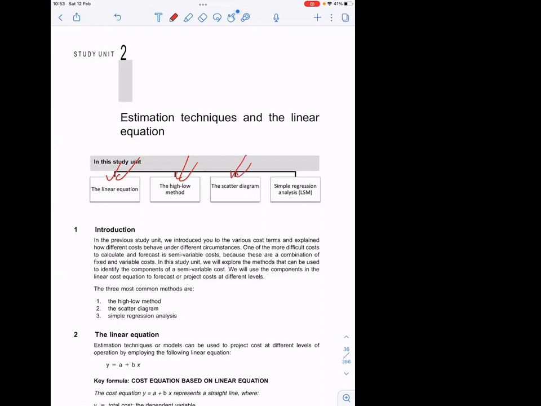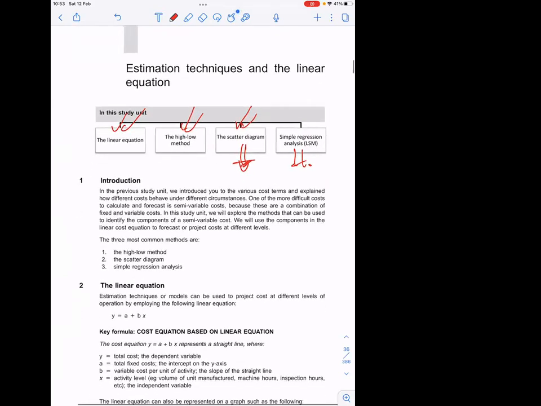Then we've got the scatter diagram. Don't worry about it. If they bring it, it's limited to the assignment. In the assignment, I will assist you. Simple linear regression, not in the syllabus much. Also familiarize yourself with it partially. I'll show you how to do it using a question. So now these are the estimation techniques for your cost.